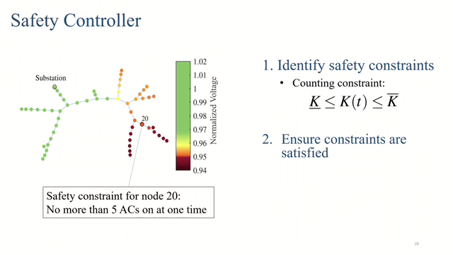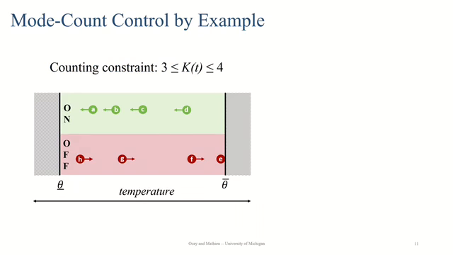And we won't go into too much detail about how we determine these constraints in this video, but we will talk about how we ensure the constraints are satisfied using an algorithm we call mode count control. And we'll present the algorithm through an example. So in this example, we have 8 air conditioners and their on count must be maintained between 3 and 4.